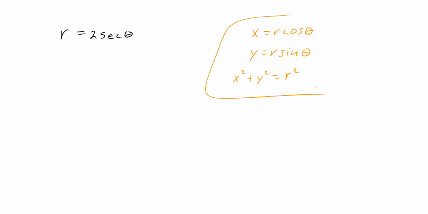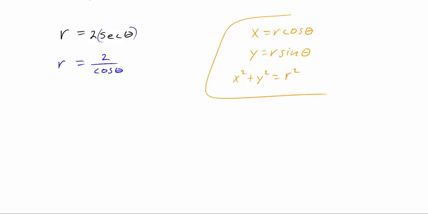All right, the next equation is r equals 2 secant theta. And again, we have x equals r cosine theta, y equals r sine theta, and x squared plus y squared equals r squared. Well, if we notice here we have the secant theta, it's probably going to be a lot better if we change it in terms of our sine or cosine, and we know that secant theta is the reciprocal of the cosine function, so we could write this as 2 over cosine theta.